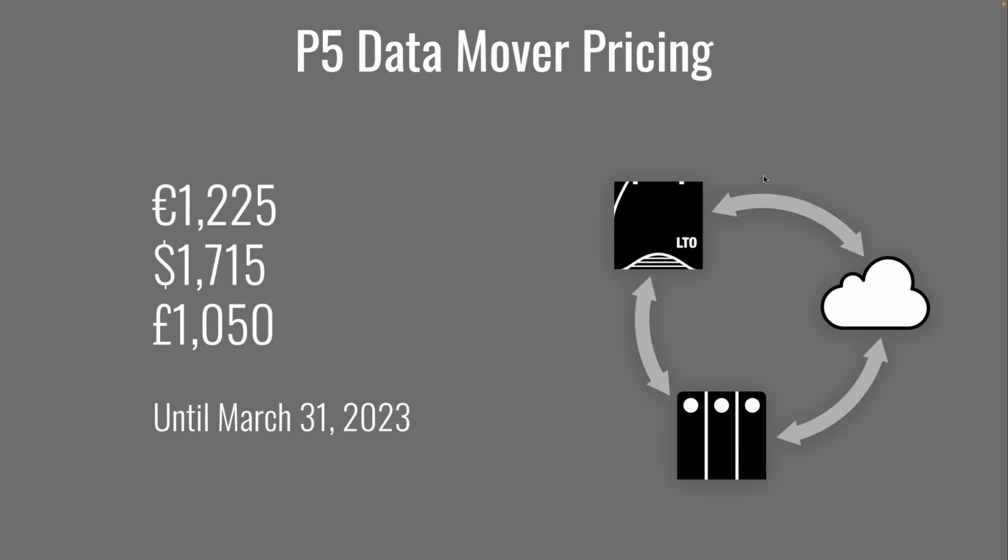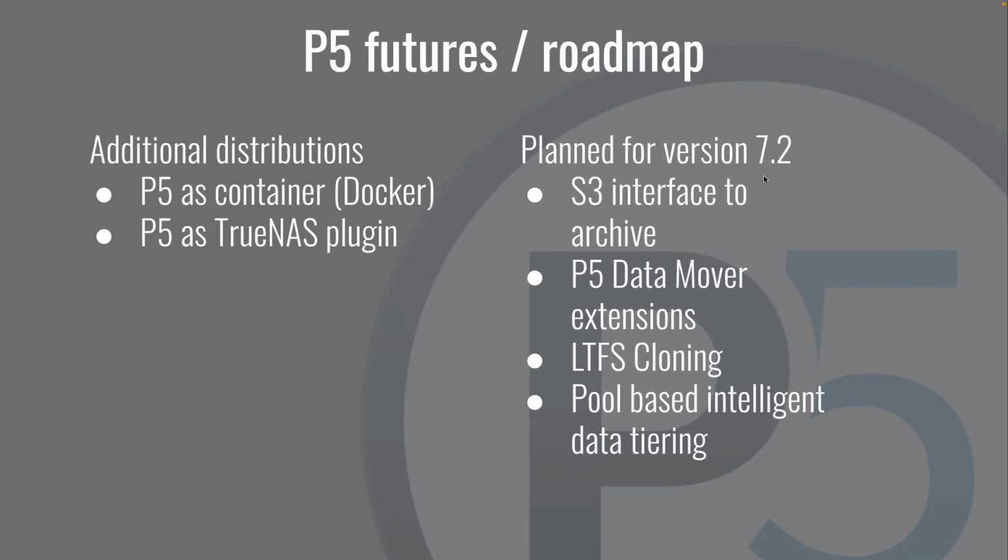So data mover pricing is there on the screen in euros, dollars, and UK pounds. These are introductory prices which are available until end of Q1 next year. This represents a 30% discount on the standard list prices. So there's an incentive there to get the data mover added onto your P5 archive installation in the next couple of months to save some money. And that wraps up the data mover information that we wanted to give you.